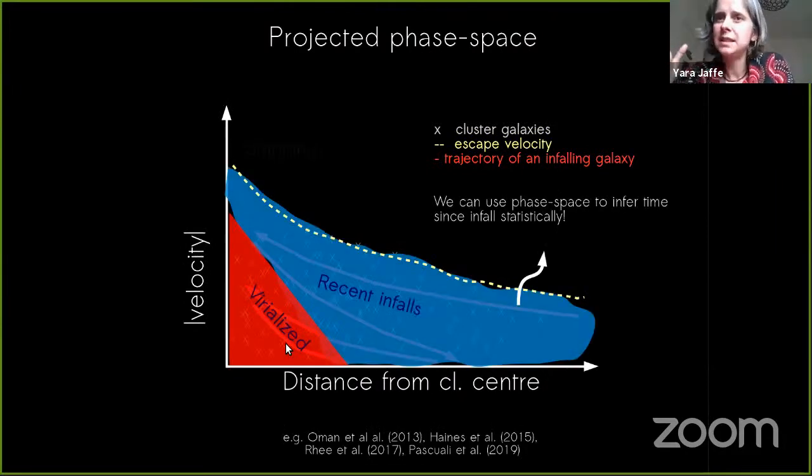But what I want to say here is that although what we have are projected distances from the cluster center and projected velocities, because we observe the universe in a projected way, we don't have the 3D information. Despite these projection effects, we can use this diagram statistically to infer how long the galaxies have been inside the cluster. So galaxies that are in this blue region that I paint here are falling into the cluster kind of recently, and the galaxies that are in this red region here have been in the cluster for a very long time, or more than a few passages, roughly speaking. We can, of course, do this much more carefully with simulations, and I quote here some papers where this has been done.